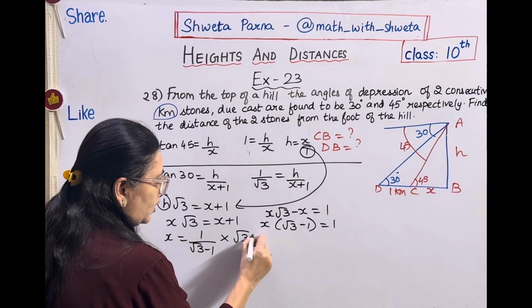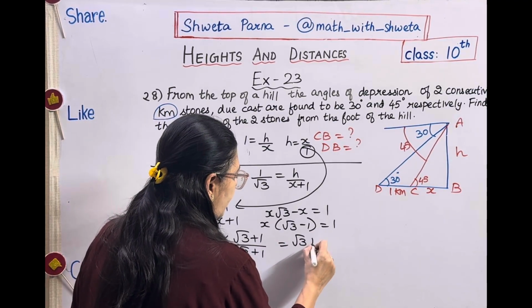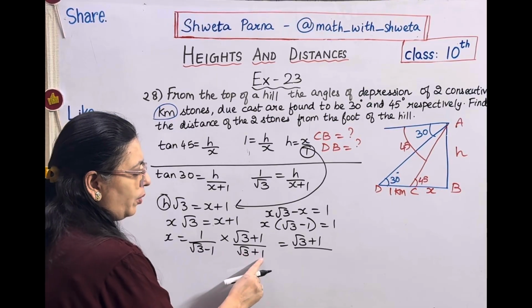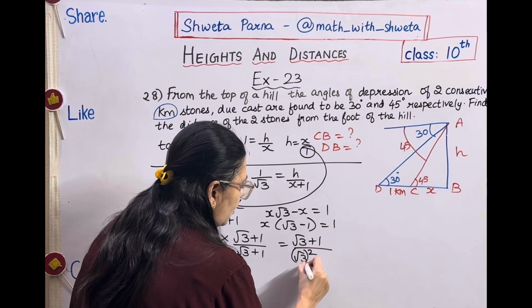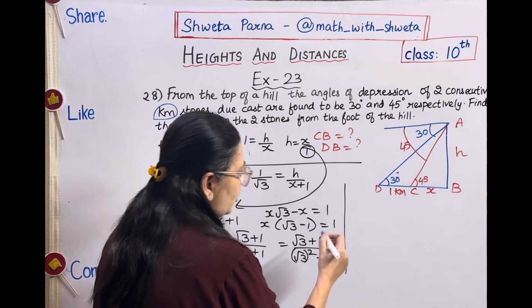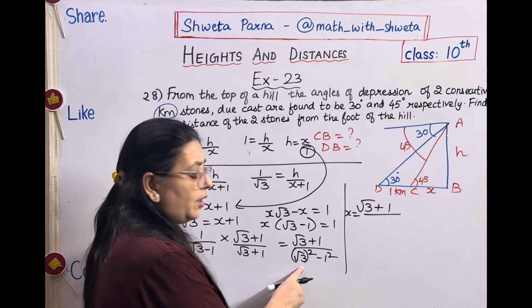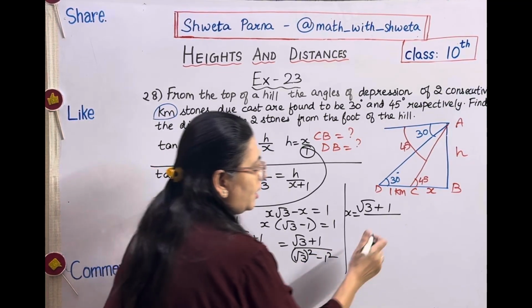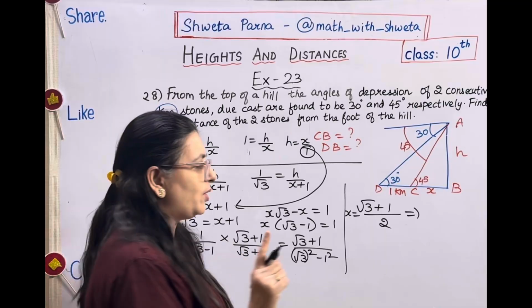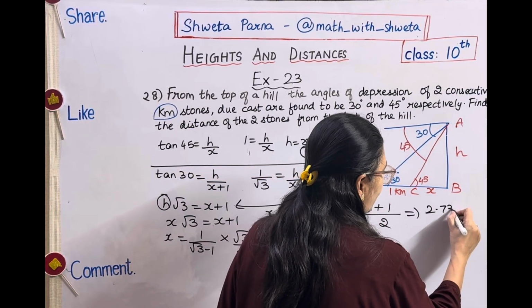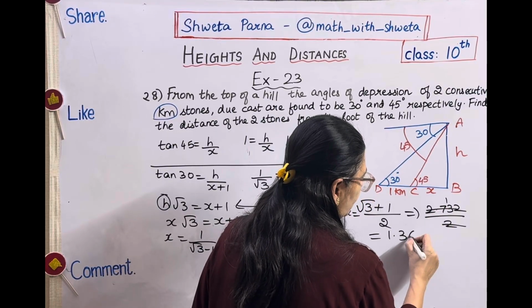Rationalize it. So it would be root 3 plus 1 and root 3 plus 1. So this will become root 3 plus 1 upon, a minus b into a plus b is a square minus b square, which is root 3 square minus 1 square. Okay. So x is equal to root 3 plus 1 upon, root 3 square is 3, 3 minus 1 is 2. Clear? Now we can substitute the value for root 3. The value for root 3 is 1.732 plus 1. It is 2.732 divided by 2.